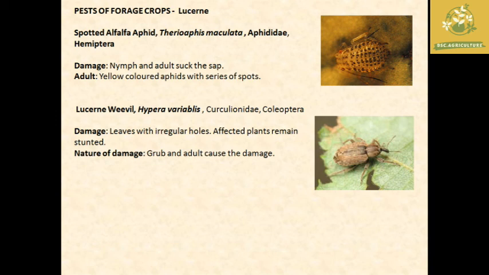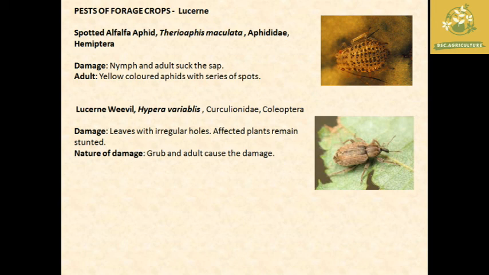So the first one we are going to see is the spotted alfalfa aphid, where the scientific name is Therioaphis maculata, the family is Aphididae, and the order is Hemiptera. The major symptom of damage is that nymph and adult suck the plant sap, causing yellowing of the plants. The adult is a yellow colored aphid with spots. You can see that in the picture.